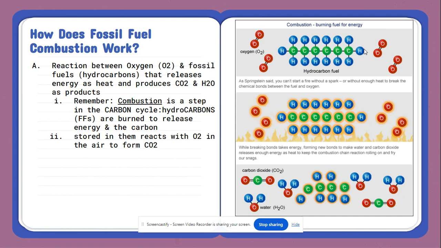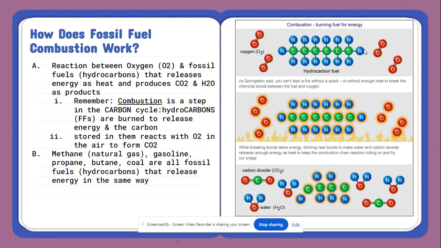Now here we can see, remember combustion we said was a step in our carbon cycle, and that's because of the hydrocarbons that help to make up our fossil fuels. Now besides combusting things like coal and gasoline, the same can be said of methane or natural gas. Propane and butane, which are all other forms of natural gas as well, are going to burn pretty much in the same exact way.